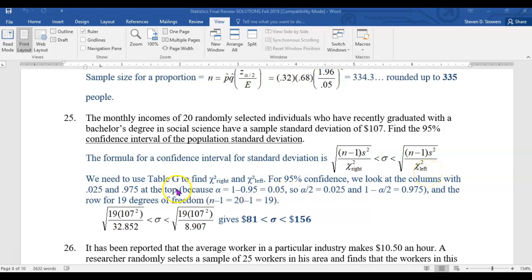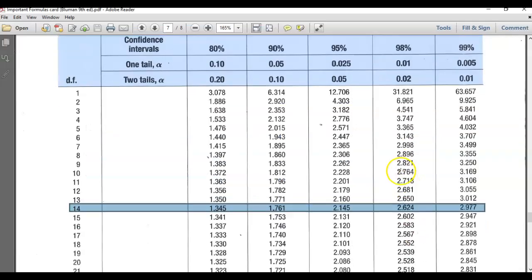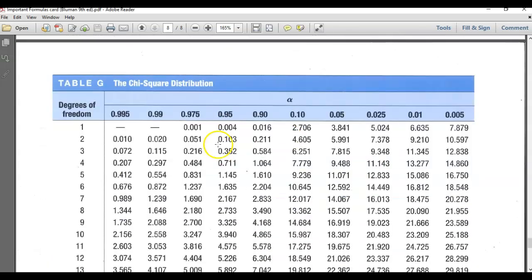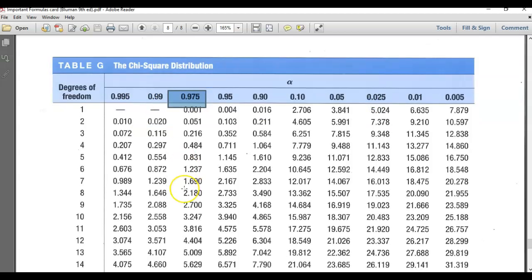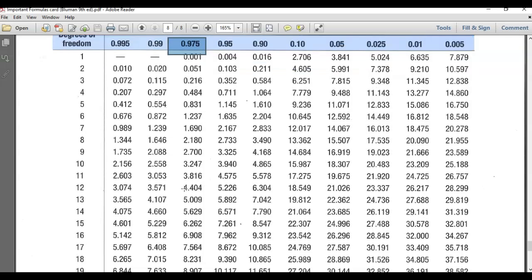left on table G. We're doing a 95% confidence level, so we are going to look in the columns labeled 0.025 and 0.975. And the sample size is 20, so the degrees of freedom would be 19. So on table G, we're looking in the 0.025 and the 0.975 columns with 19 degrees of freedom.